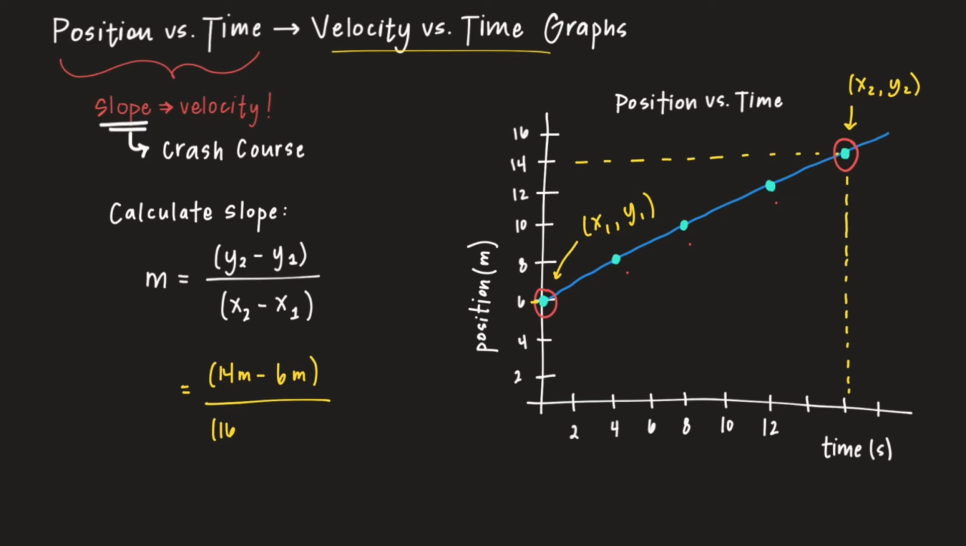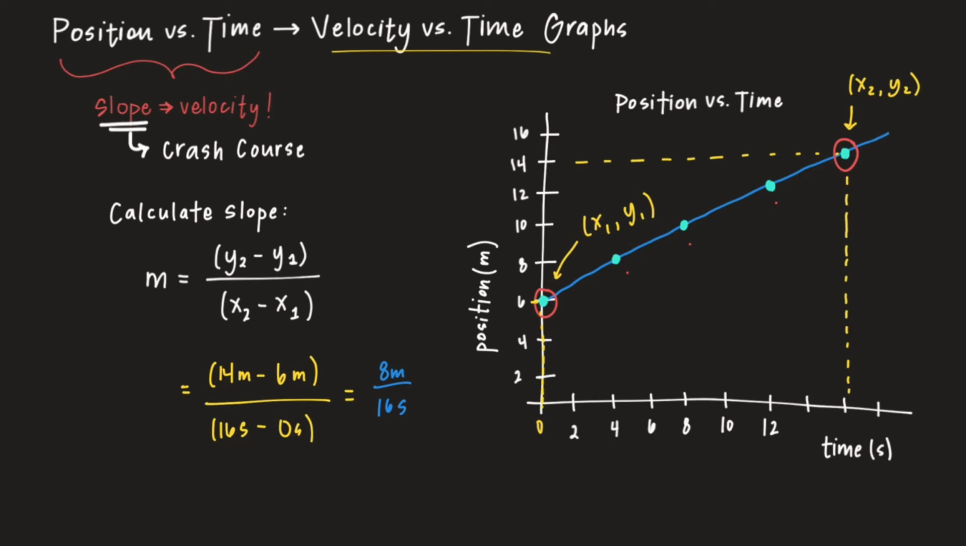And what is the unit on the x-axis? It's seconds. So 16 seconds for my time. And then my x1, well, it's right there on the y-axis, so 0 seconds. Okay, so I'm going to calculate slope here. 14 meters minus 6 meters, that is 8. So I've got 8 meters on the top there, divided by my 16 seconds.